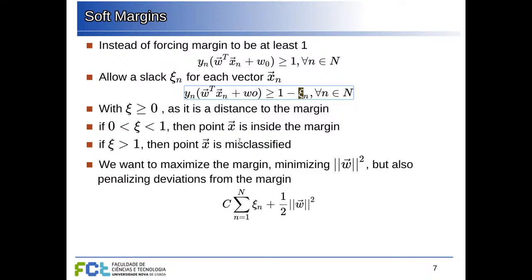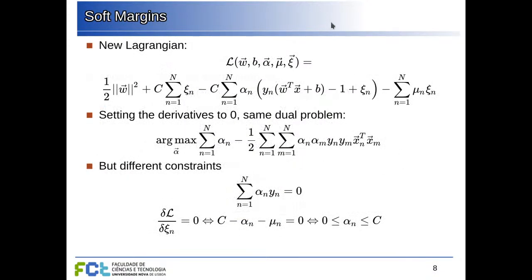If we have points that start penetrating the margin, then there will be some penalization here. And the penalization will be higher if we have larger values of C, or lower if we have lower values of C. So how reluctant we are to allow points to penetrate the margin is given by this C value here. So now we can solve the same problem.